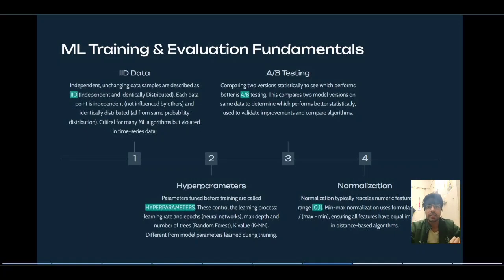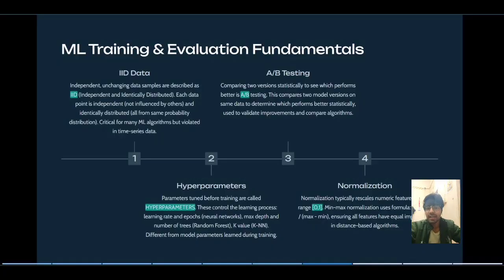Now question number 18: parameters tuned before training are called blank. So the answer is hyperparameters. Hyperparameters are the settings you choose before training starts. They control the learning process itself. Examples are the learning rate and number of epochs in a neural network, maximum depth and number of trees in random forest, and the k value in k-nearest neighbors. These are different from model parameters like weights and biases, which are learned during training.